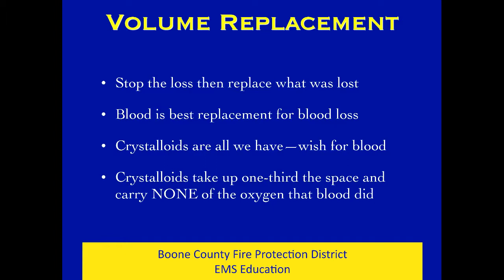Then you need to try to replace the lost volume. Yes, I wish we had blood. Blood is best. People do best when they have their own blood in their own body. The second best thing is somebody else's blood in their body. The maybe third, fourth, or 27th best thing is crystalloids, normal saline or lactated ringers. It's all we've got.